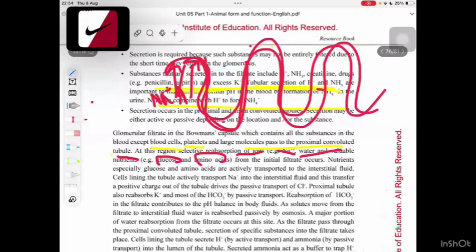Nutrients, especially glucose and amino acids, are actively transported. This is how I remember that they are actively transported: A and A, right? Amino acids actively transported. So amino acids and glucose both are nutrients. Nutrients are actively transported, right? So glucose and amino acids are actively transported. A and A, right? Cells lining the tubule actively transport.